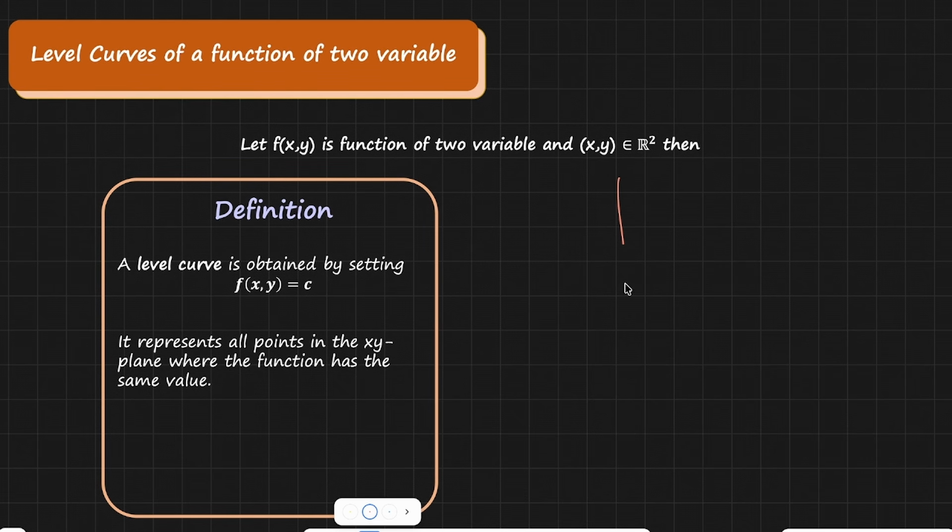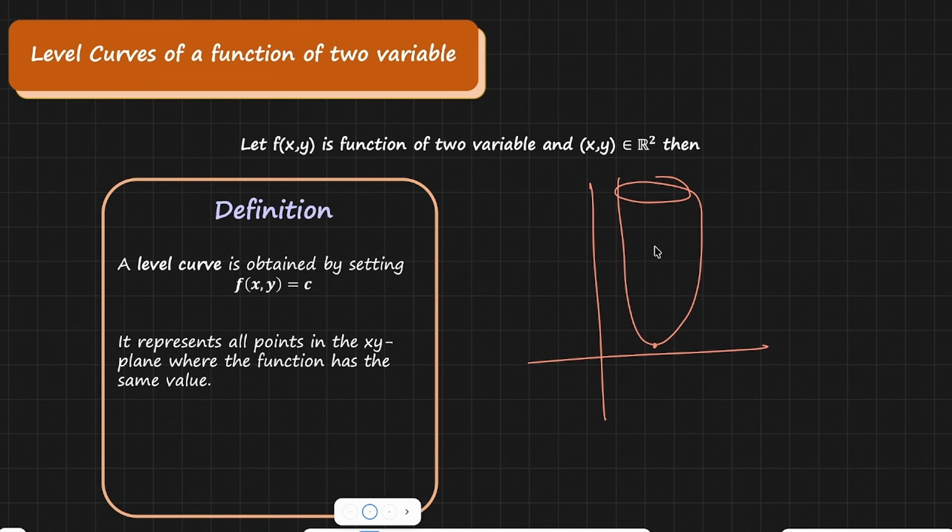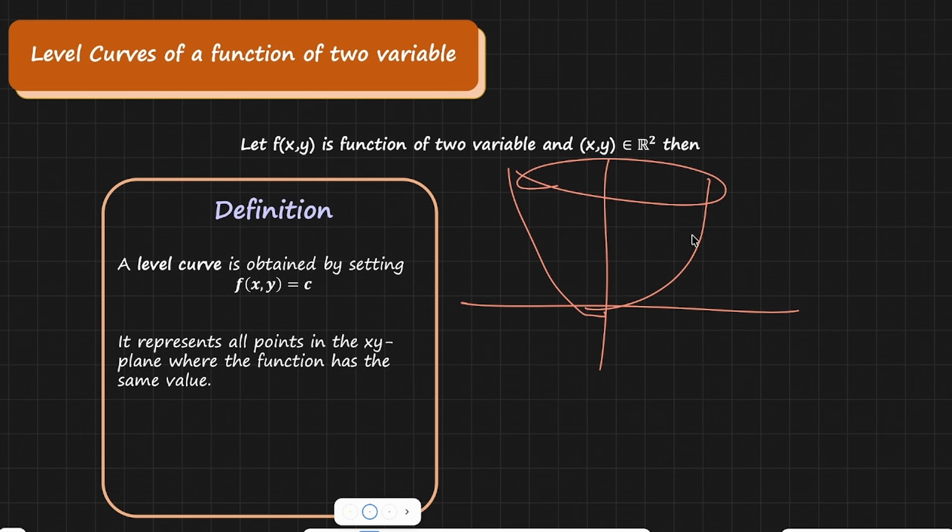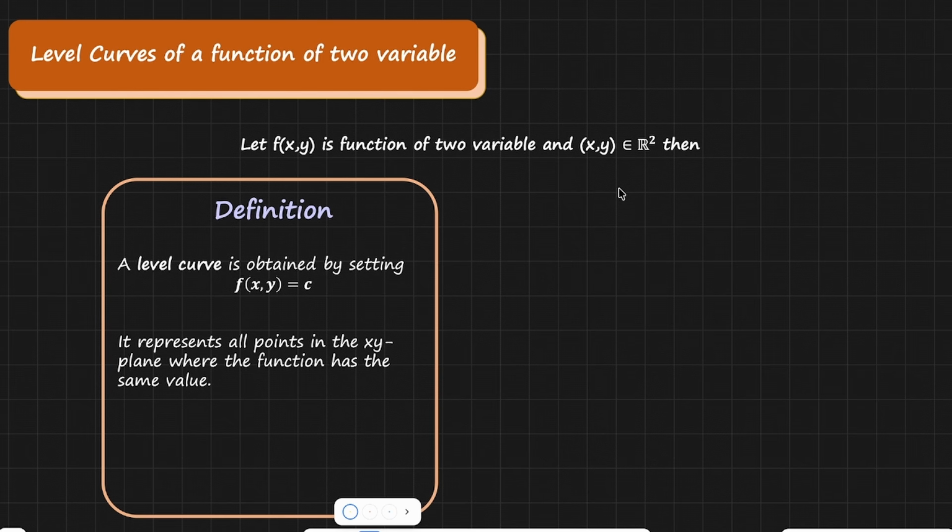So let's say you have this paraboloid, like a circle. I will simply draw it like this. Let's say this is the paraboloid. If I cut this paraboloid with this constant plane, it will give me a circle, or you can say the locus of the particular points. So this is something called the level curves. To find the level curves, you put this equal to c and then you can get the level curves.